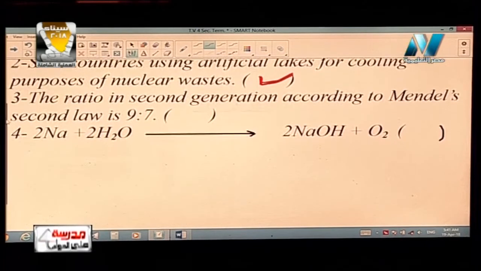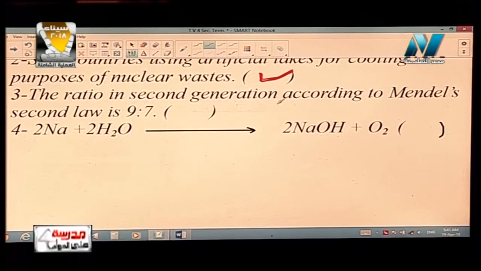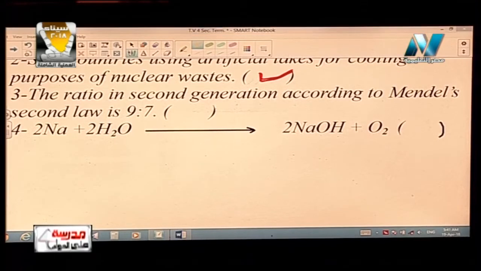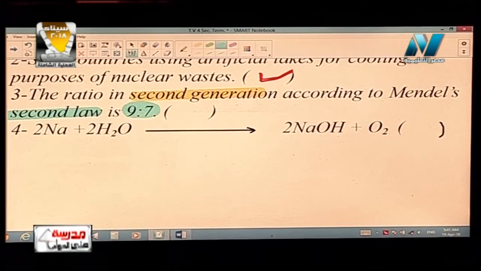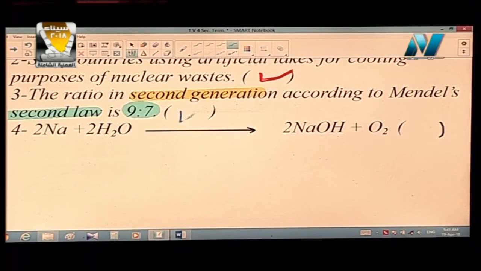Next one, number 3: the ratio in the second generation according to Mendel's second law is 9 to 7. Again, the ratio in the second generation according to Mendel's second law, the law of independent assortment, is 9 to 7. So is this statement right or wrong? Of course this statement is wrong.